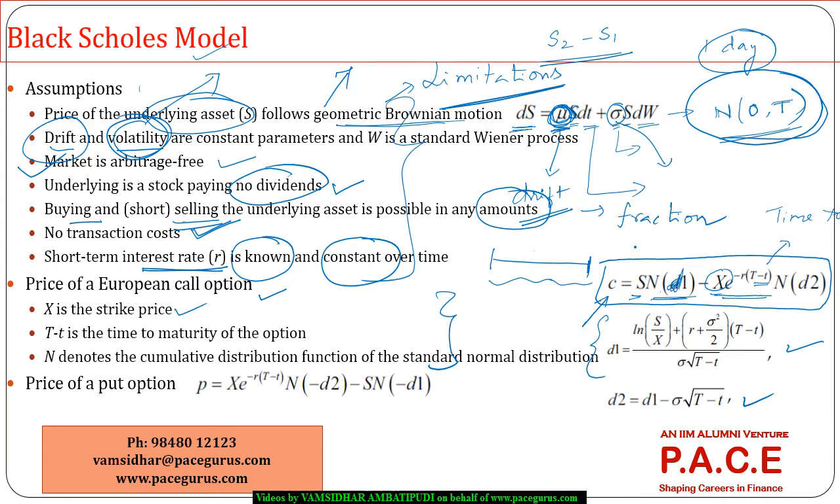Of course, we don't need to get into the derivation of this formula, but under the assumption that all these assumptions are met, the Black-Scholes formula typically comes out in this way for pricing the call option, and for the put option it works out to be this.